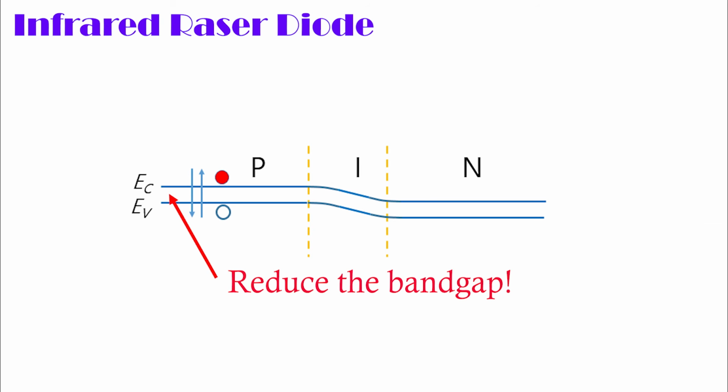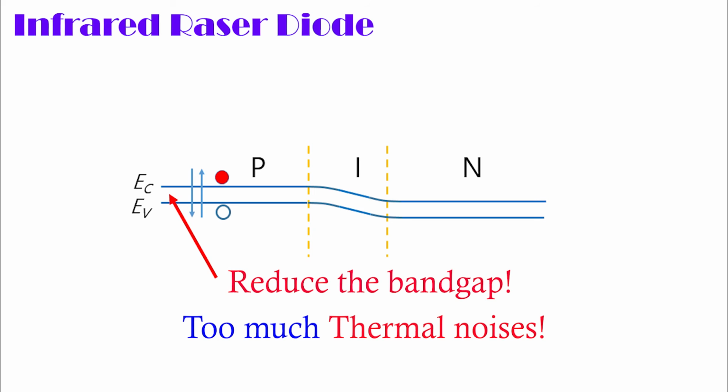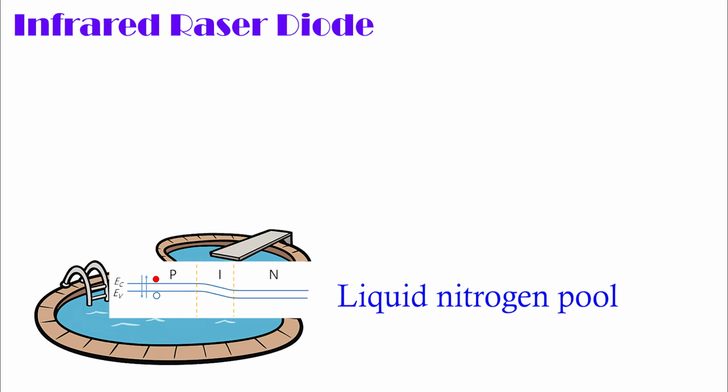But there is some problem. When the wavelength is 5 micrometers, the band gap is only 0.3 electron volt. Then too much thermal noise happens. Electrons jump up and down like crazy by thermal energy. Then how can we solve this? Should we just put this guy into a liquid nitrogen pool? Because we can cool it, right? But it's a totally bad idea.